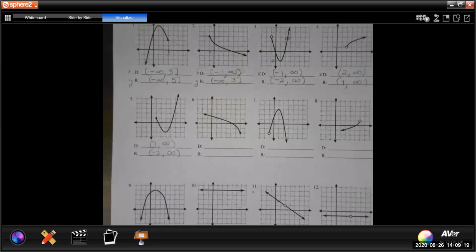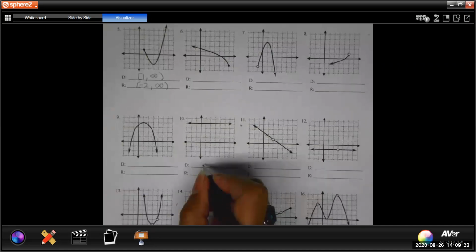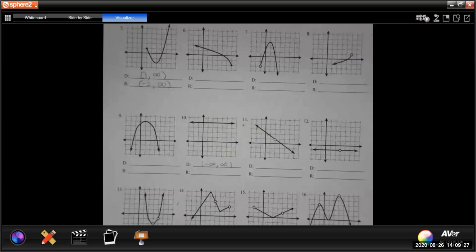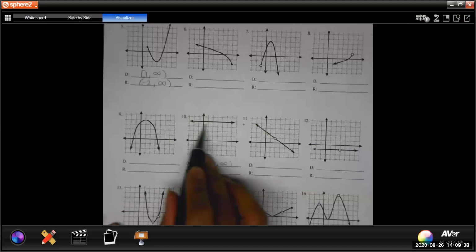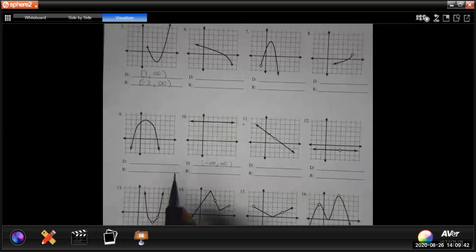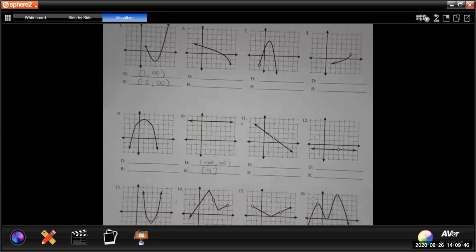Good. Okay, I'm going to jump down to number 10. Really quick, do you agree the domain is -infinity to infinity because it's going left and right forever? Yes or no? Does the graph go up and down forever? Or is it constant, always and forever at 4? Because it's constant, it's not even slanted a little bit, it's constant, you write it like this. Okay, that one's tricky. I didn't go over one of those before.